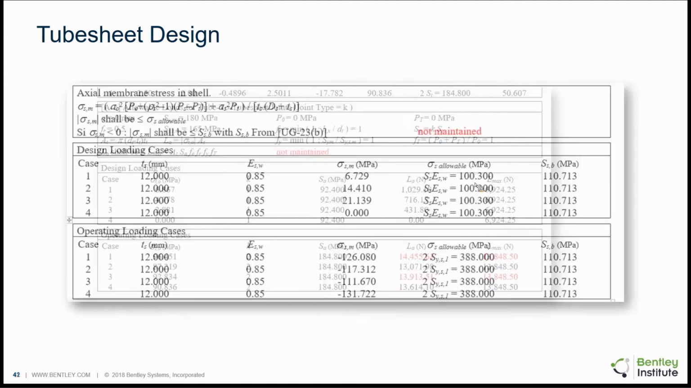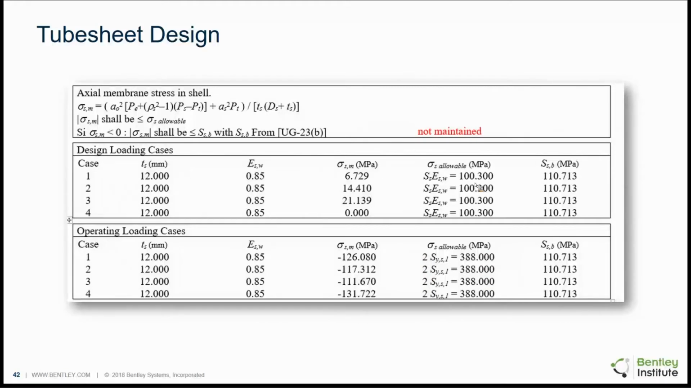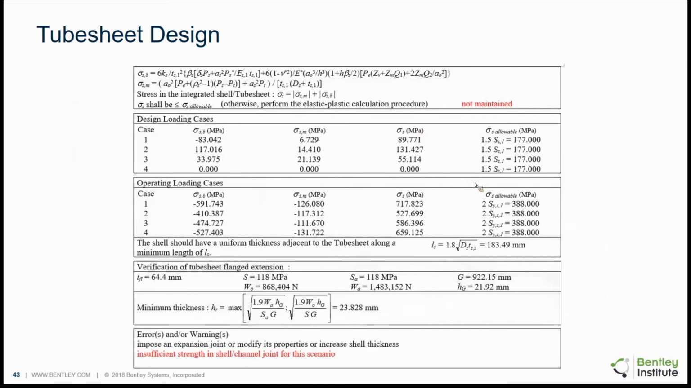Also the axial membrane stress in the shell is exceeding. So for the sigma SM values for the operating load case, you find the absolute values are more than the SSB, the allowable stress values. So for all the load cases, actually it's failing. The stresses are exceeding the allowable values. The stress in the integrated shell to tube sheet joint is also not maintained, and there is insufficient strength in the shell channel joint for the scenario.